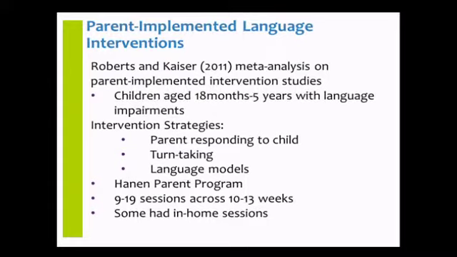Across these 18 studies that were parent-implemented intervention studies, the children ranged in age from 18 months to 5 years, and they all had some sort of language impairment. So we're dealing with pretty young children here. I definitely won't have time to go into all the different interventions that they did, but in general, the intervention strategies the parents were doing with the children are the parent responding to the child, so improving their responsiveness to the child, which is really important.